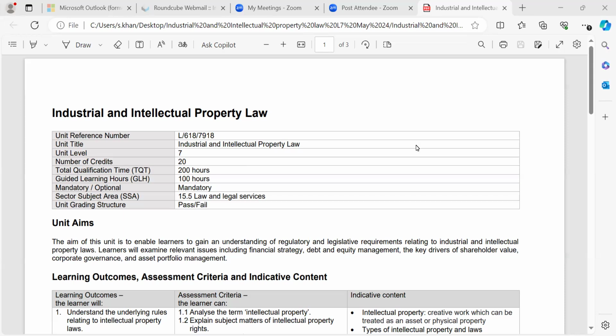So the unit reference number is L6187918, and that needs to be put on when you do your assignment. The unit title is Industrial and Intellectual Property. It's a level 7 unit, number of credits 20, and it's a mandatory unit. And the grading in this is pass or fail.